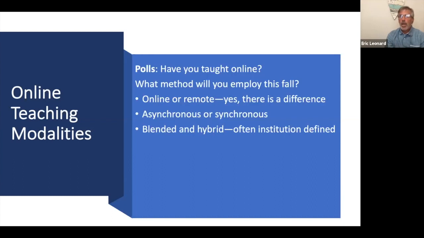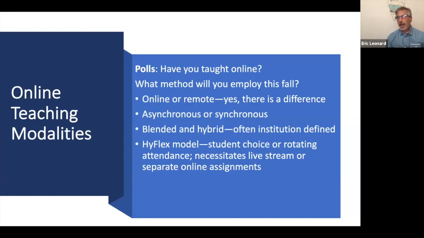Okay, so blended and hybrid. This is a big one right now that I'm seeing a lot of confusion about. Pre-pandemic, a hybrid class would be a class in which one day or one class period you would meet online, the next class period you would be in class. My specific institution makes a distinction between a blended and a hybrid class. A blended class is 50% or more face-to-face. A hybrid class is 50% or more online without it being fully online. Now, we want to distinguish between that and this phrase that most of us hadn't heard until a few months ago, and that is HyFlex.